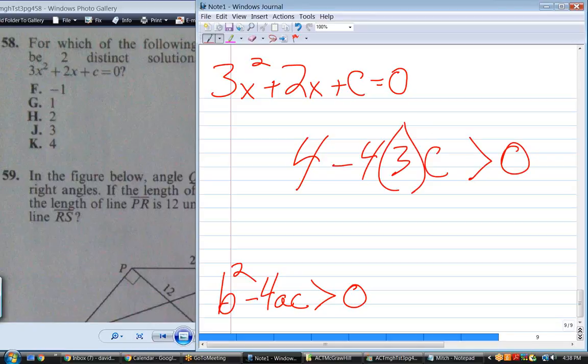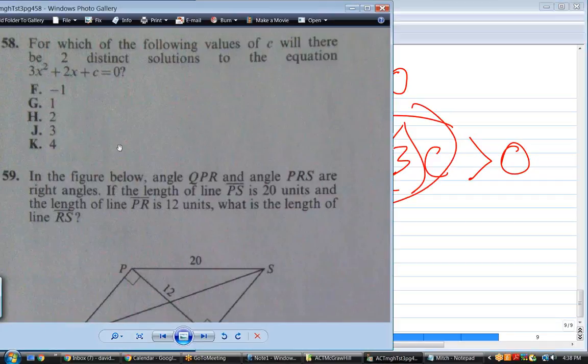So would it be f? Correct. To make it a -1? Correct. All the other answers make that negative. In other words, when they said two distinct solutions, they didn't really distinguish between real and imaginary. So this is a little bit of an ambiguous question.